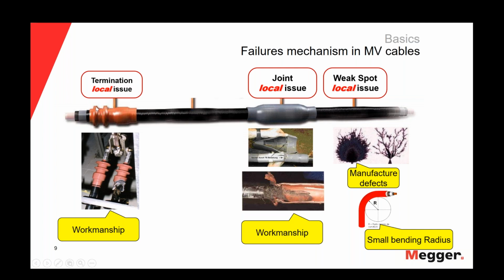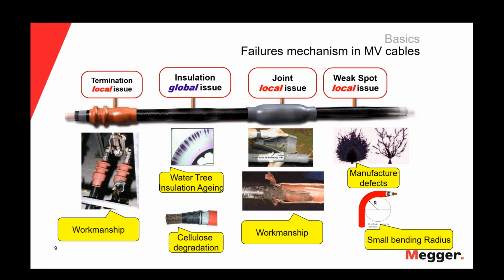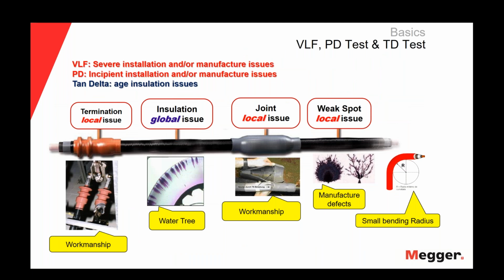a termination. On the other hand, we have the global issues, and the global issues will be spread along all the cable. In the case of XLPE cables, we have water trees. The water trees are an insulation aging condition in the XLPE cables, in the polymeric cables. And in the case of paper insulated cables, we have cellulose degradation. So depending on what problem I'm dealing with is the tool, the diagnostic or test, I will use.